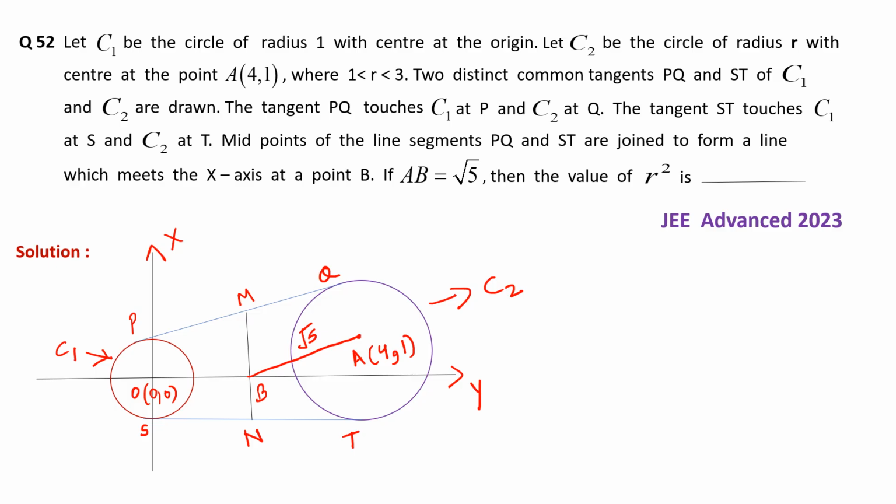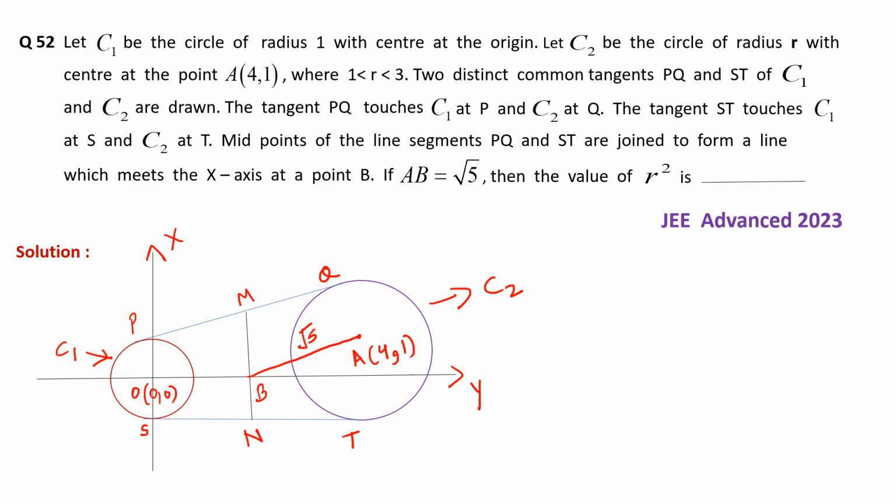It says, let C1 be the circle of radius 1 with center at the origin. Let C2 be the circle of radius R with center at the point A (4, 1), where R is greater than 1 but less than 3. Two distinct common tangents PQ and ST of C1 and C2 are drawn.